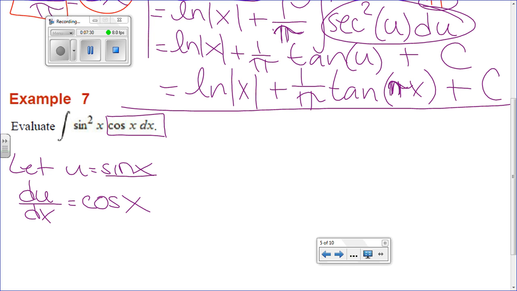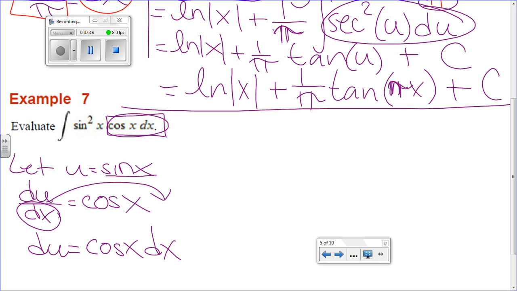Okay, now how can we get to this part right here? Well, by taking dx to this side, right? So dx is dividing on the left, so it's going to be multiplying on the right side. So we'll have cosine x times dx, which is what we need to substitute here.